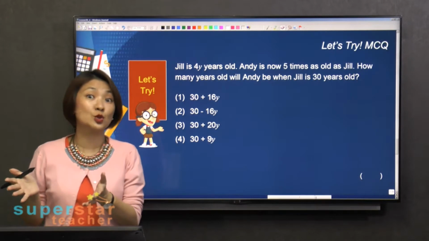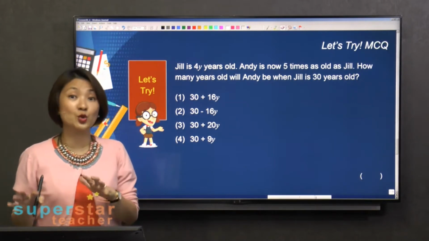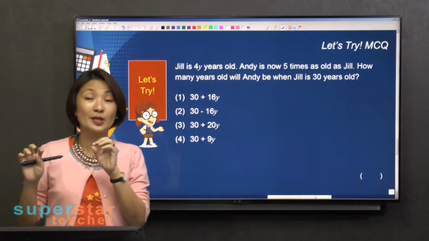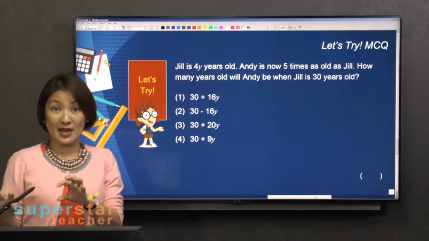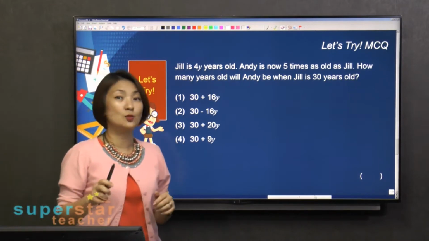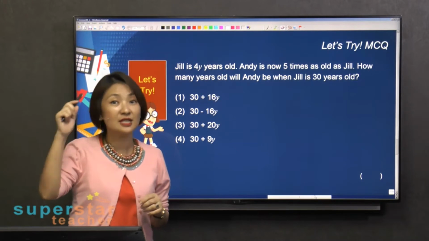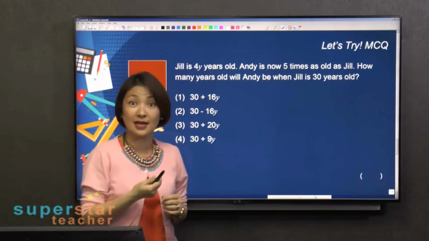Okay, this of course has to do with age, right? Now, whenever you work on questions that have to do with age, you know that it has to be what? Age difference will never ever change, right? That is something that you have to drill into yourself, okay?